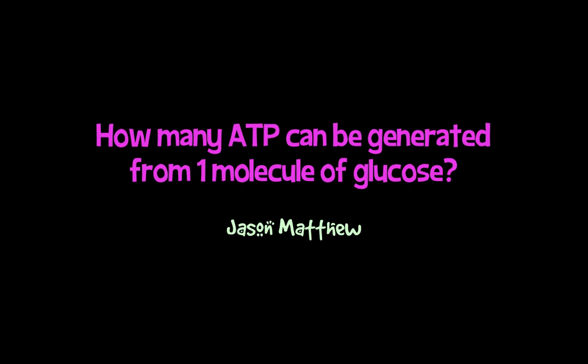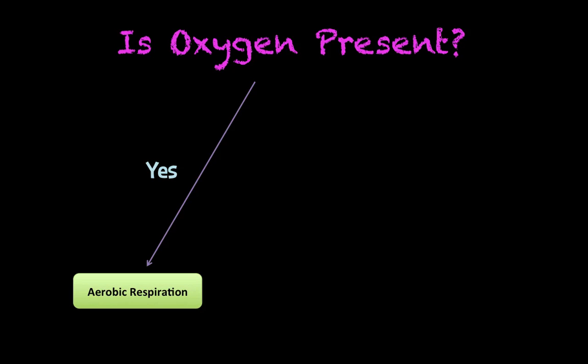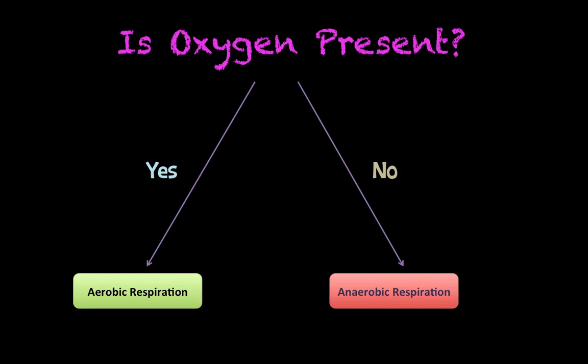Today we're going to be answering the question, how many ATP can be generated from one molecule of glucose? There's another very important question we have to ask. Is oxygen present? And if it's a eukaryotic cell, do we have mitochondria? Now, if the answer is yes, then we're looking at aerobic respiration. If the answer is no, we're looking at anaerobic respiration.